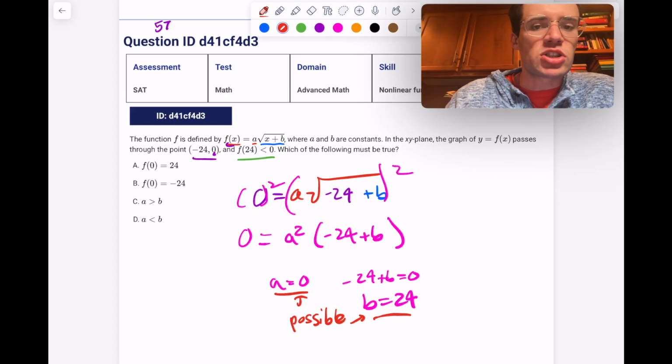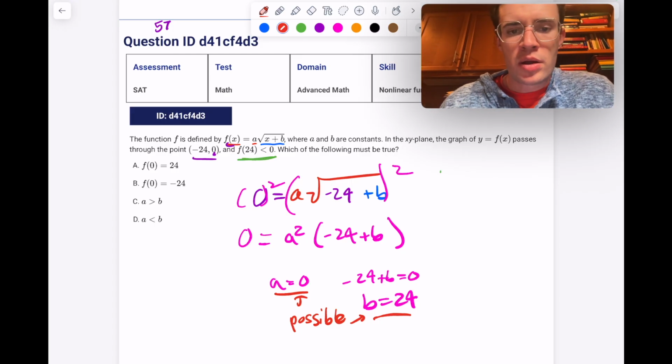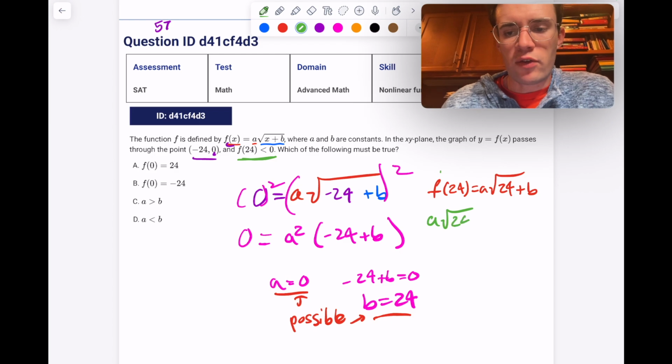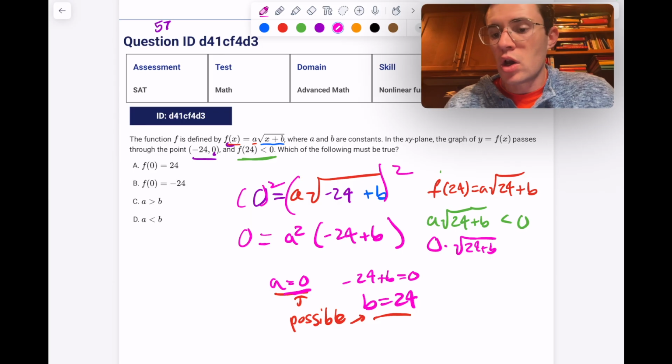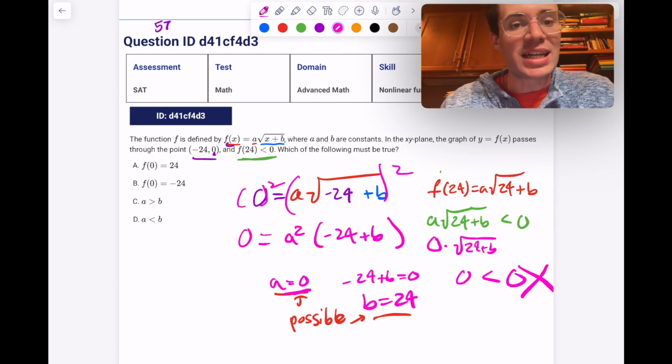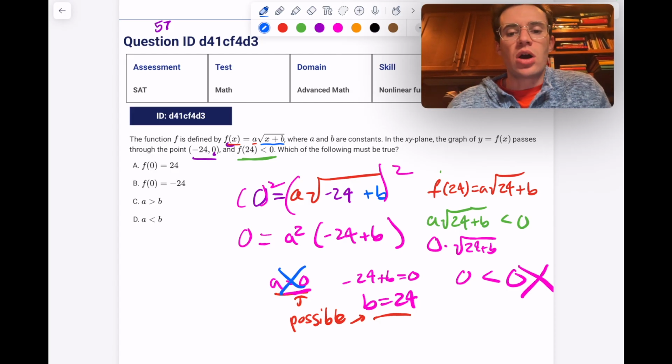You could test which is true with this f of 24 is less than 0. So f of 24 would be equal to a times the square root of 24 plus b, okay? And we're saying that that is less than 0. So just looking at this, if a were equal to 0, then you'd get 0 times the square root of 24 plus b. It doesn't even matter what b is there. Anything times 0 is 0. So you get 0, which is not less than 0. So this would fail.